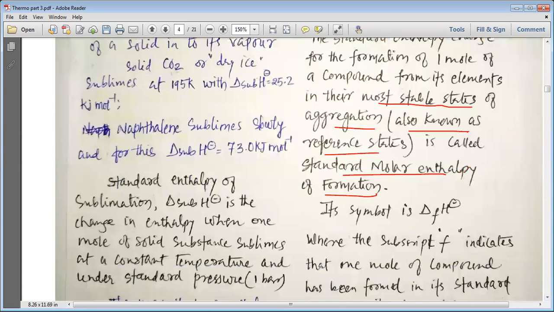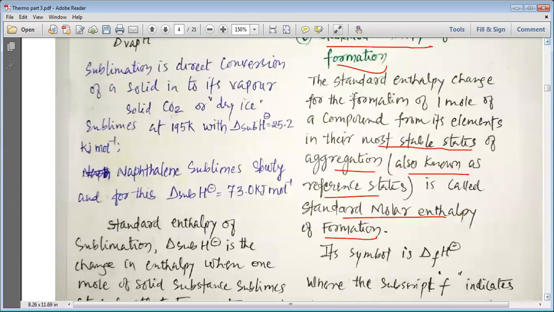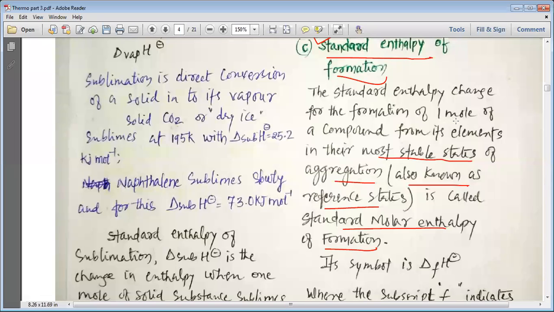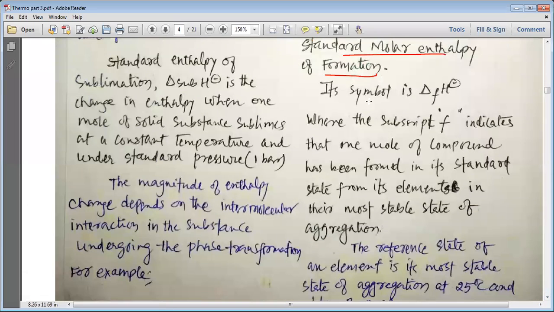So this is how, my dear students, when it comes to the most stable state, the standard enthalpy change for the formation of one mole of compound from its elements in their most stable state of aggregation, also known as the reference state, is called the standard molar enthalpy of formation. The symbol is delta f H standard, where the subscript f indicates that 1 mole of compound has been formed in the standard state of elements in their most stable state of aggregation.